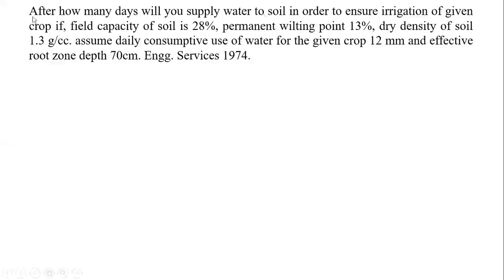So the next example is: after how many days will you supply water to the soil in order to ensure the irrigation of a given crop, if the field capacity of the soil is 28%, permanent wilting point is 13%, and dry density of the soil is 1.3 gram per cc. Assume a daily consumptive use, that is the per day water requirement of the given crop, is 12 millimeters, and effective root zone depth is 70 centimeters. This was asked in the engineering services in 1974.